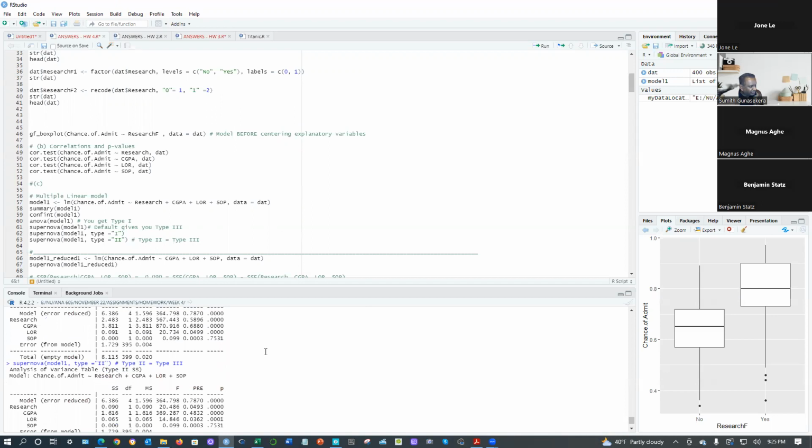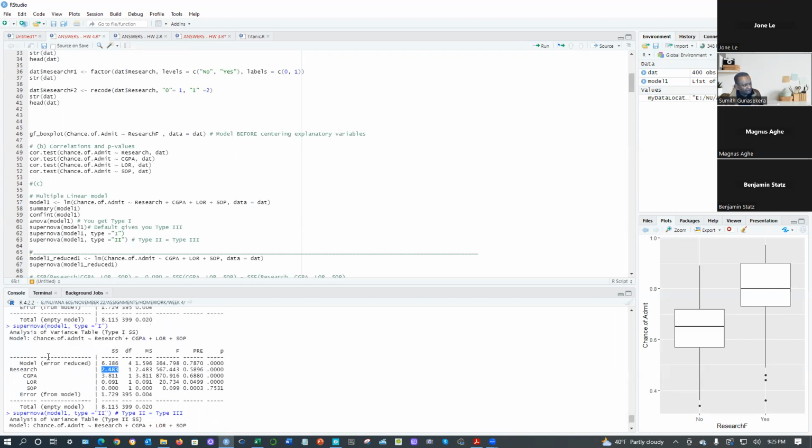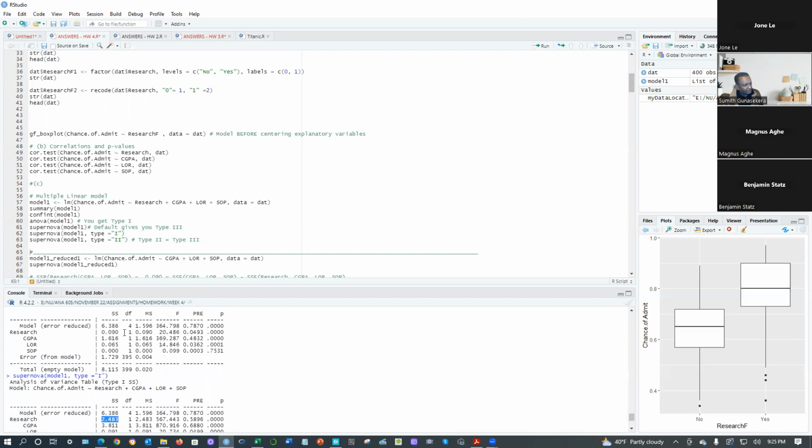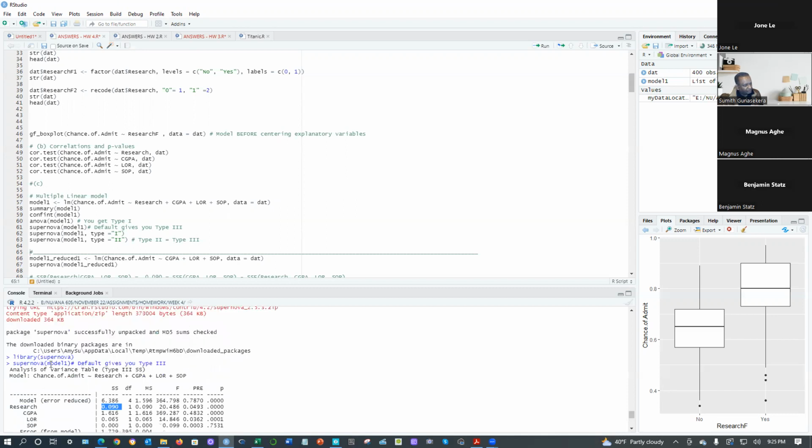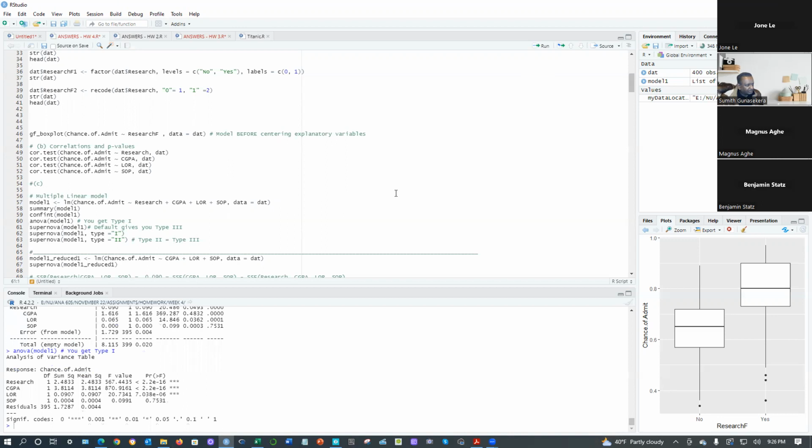Look at here: 6.386, 2.483, research 0.090. See what happened. They change. 0.090 here too. If you run ANOVA, you get type 1. That's what I want to tell you. If you run ANOVA, it is type 1.